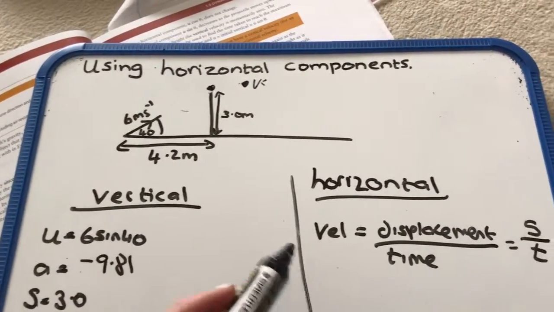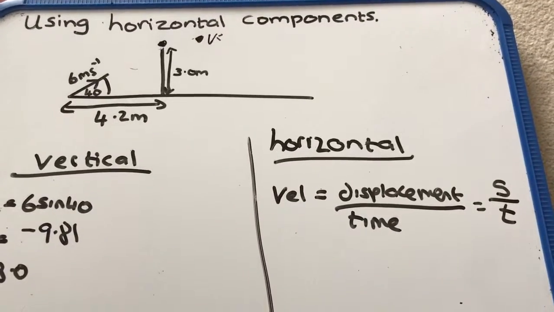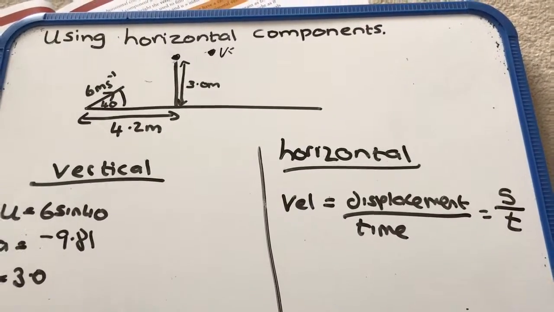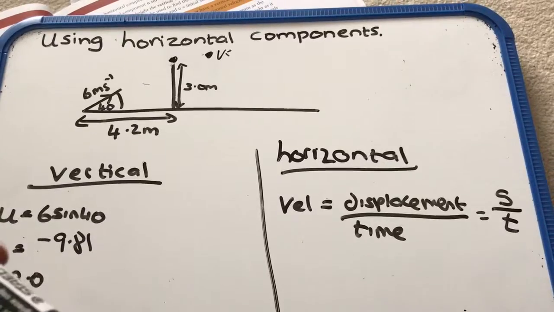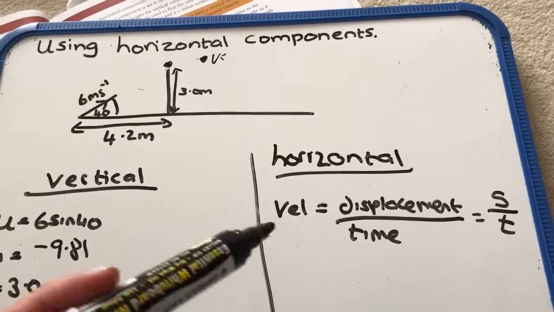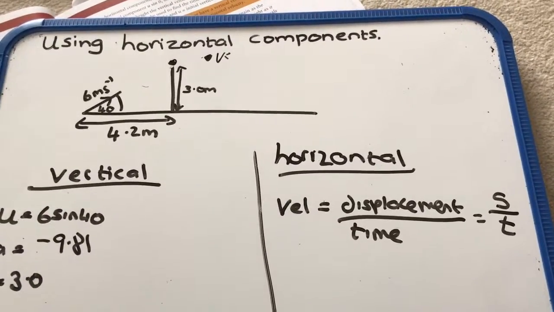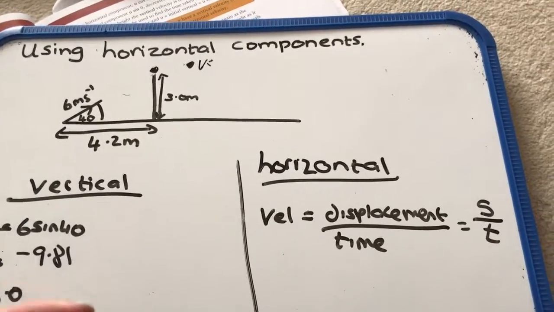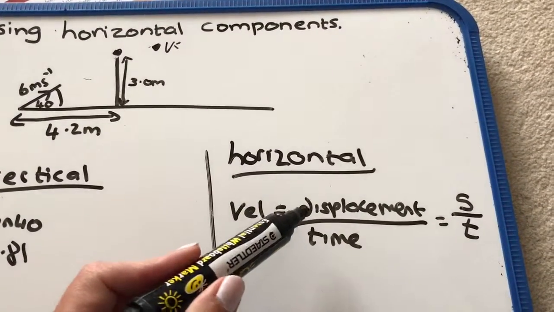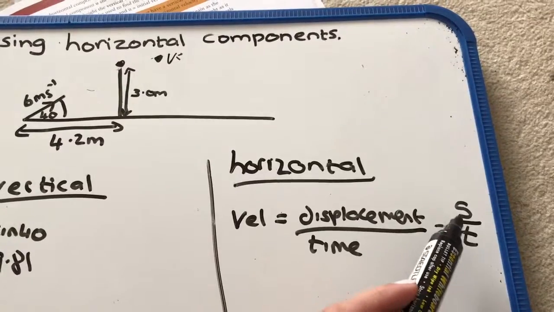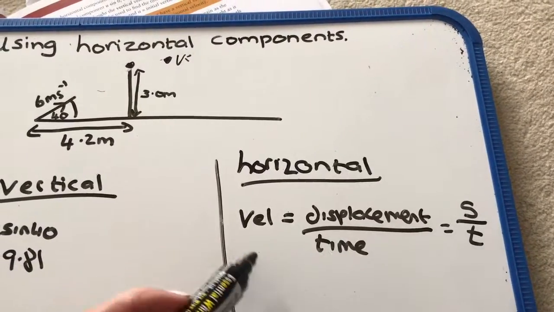So now let's look at the horizontal. So for horizontal, you know that the component of velocity never changes. So the only thing that changes is the displacement and the time. So velocity is equal to your displacement divided by time. Obviously that's your S for displacement and your time.